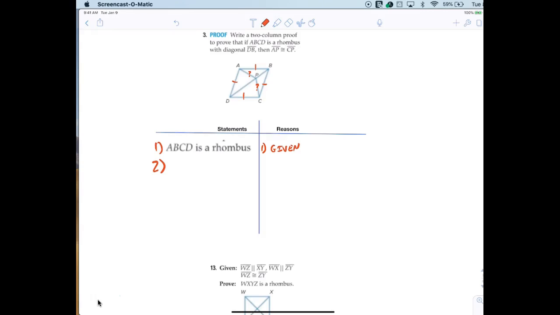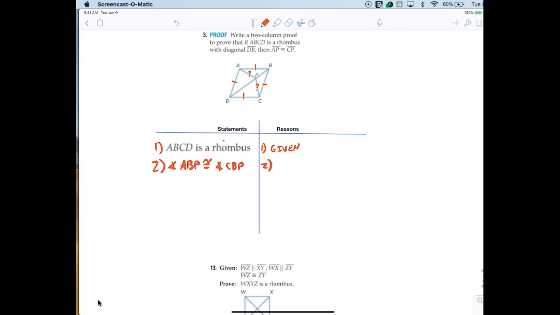Angle ADP is congruent to angle CDP. Yay, good job. Angle ABP is congruent to angle CBP, and why is that? Somebody help him. Definition of a rhombus. Nope, definition of rhombus does not say that. We'll say it again. Come on, loud. What is it?